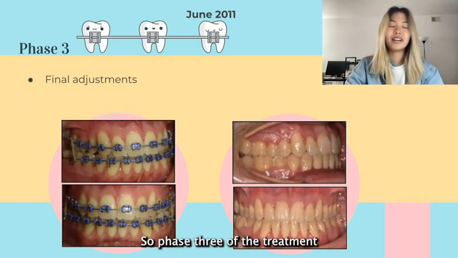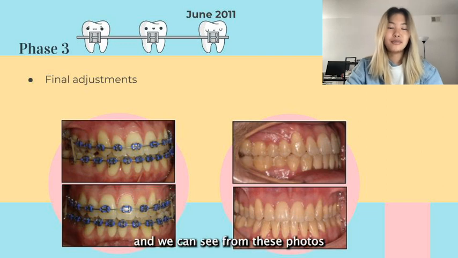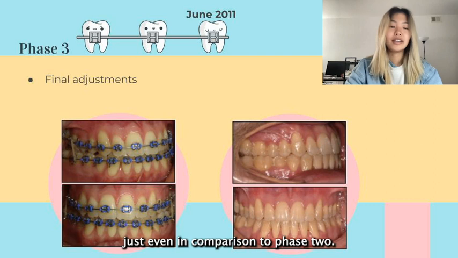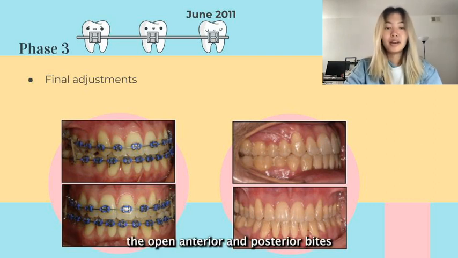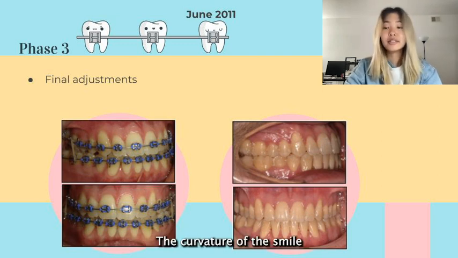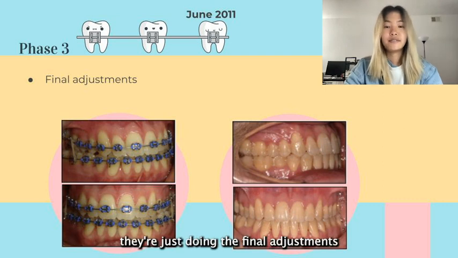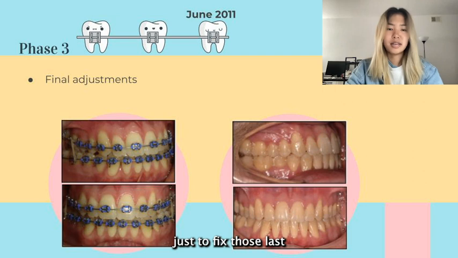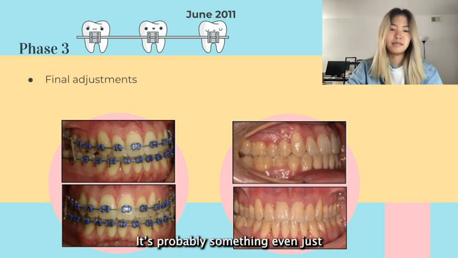So phase 3 of the treatment occurred in June of 2011, and we can see from these photos that there is significant improvement just even in comparison to phase 2. We see that the open anterior and posterior bites have been taken care of, and the teeth are very straight. The curvature of the smile is really nice, and here they're just doing the final adjustments. We still see we have one rubber band just to fix those last few degrees of rotation, which is probably something even just the dentist would notice.